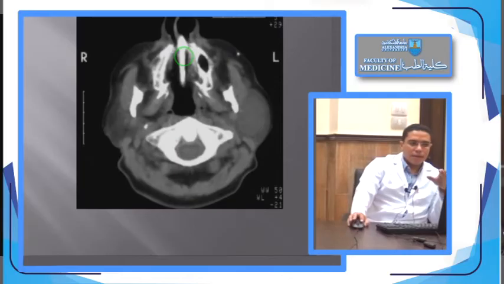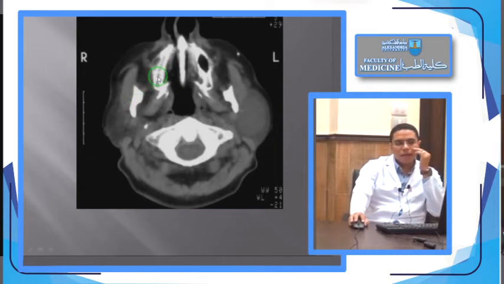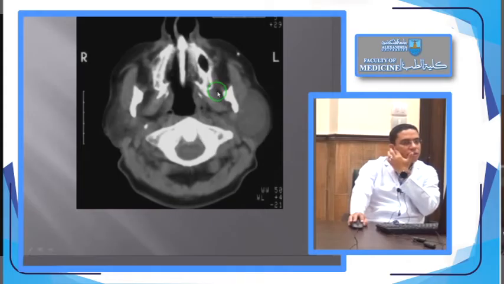This is a CT scan axial view, but we are here at a high level. What is the level here? We are at the level of the mandible here and the nasal bone. These are the nasal bone and this is the mandibular condyles.